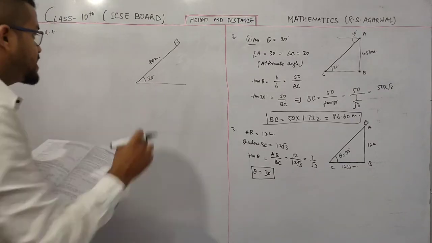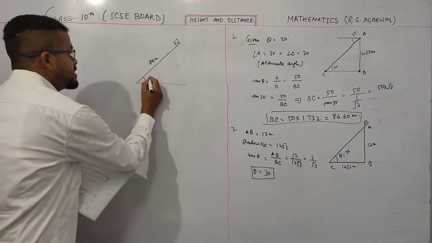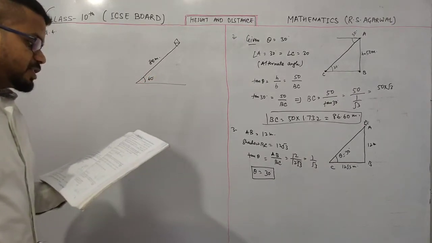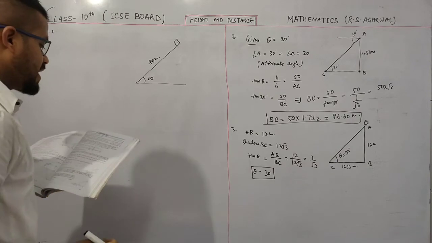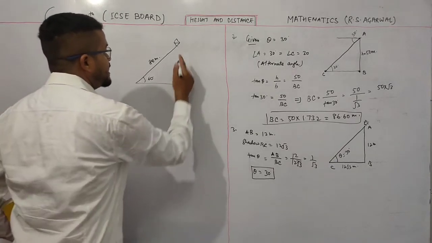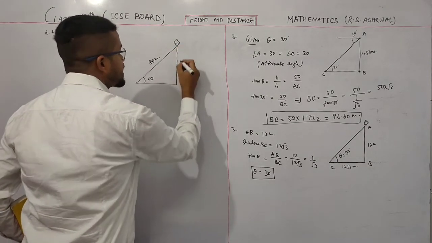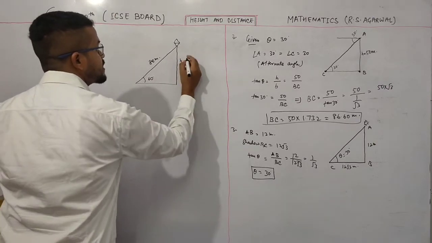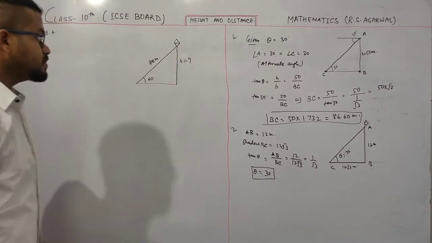Makes an angle, 60 degree. This is 60 degree is given, with the horizontal. Find the height of the kite above the ground. We have to find this height of the kite. This is the height.